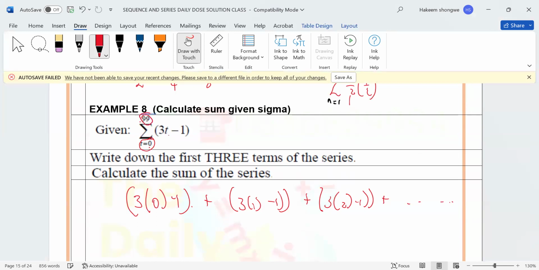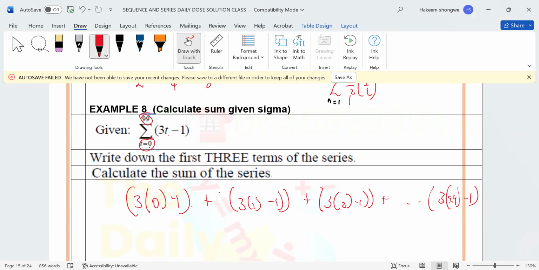This is the value that we substitute to get the last term. It is the value that we substitute to get the what then? The last term. So what am I going to say? I'm going to say it's 3 multiplied by 99 minus 1. And then you have generated your series now.